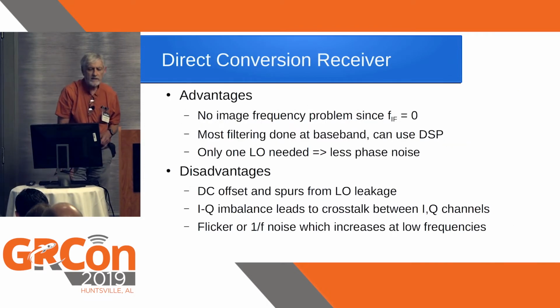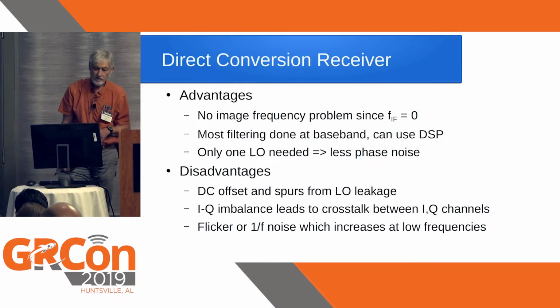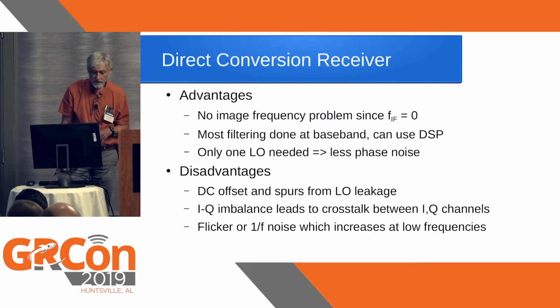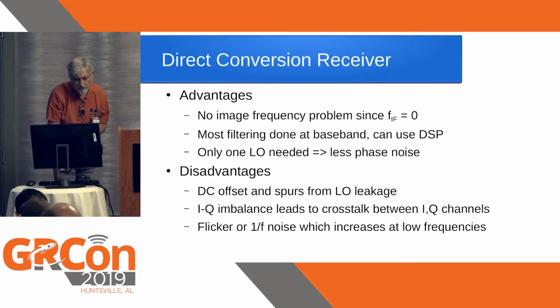The advantages are, again, you don't have any image frequency problem, because the intermediate frequency is equal to 0. Most filtering is done at the baseband, so you can use digital signal processing, and only one local oscillator is needed, so that results in less phase noise, for example. Disadvantages are DC offset and spurs that you get from LO leakage.